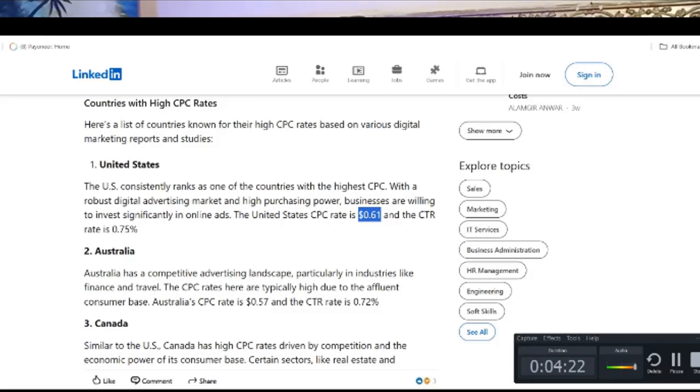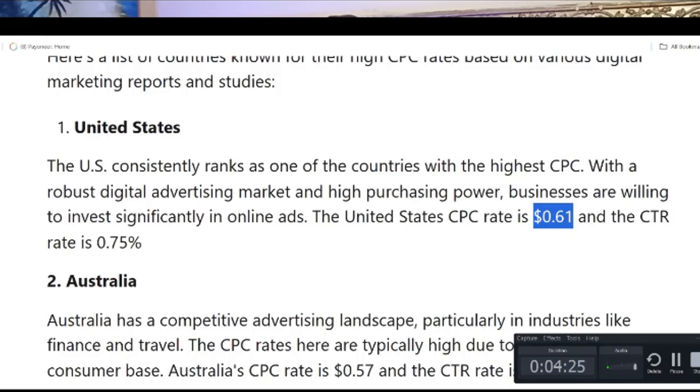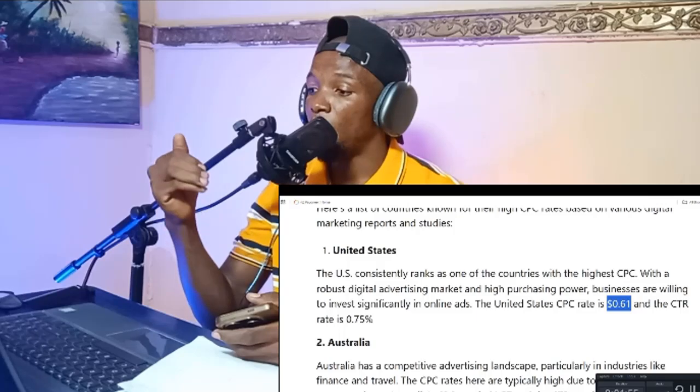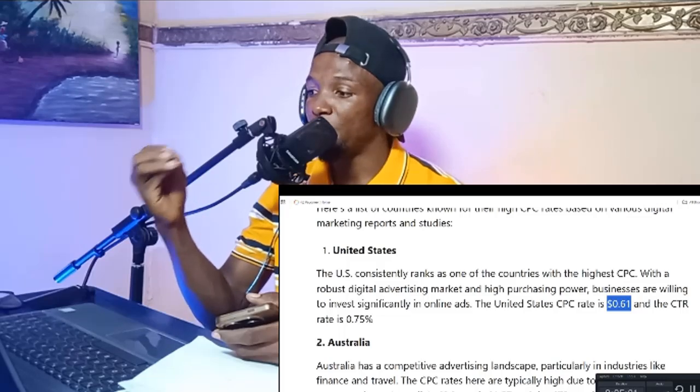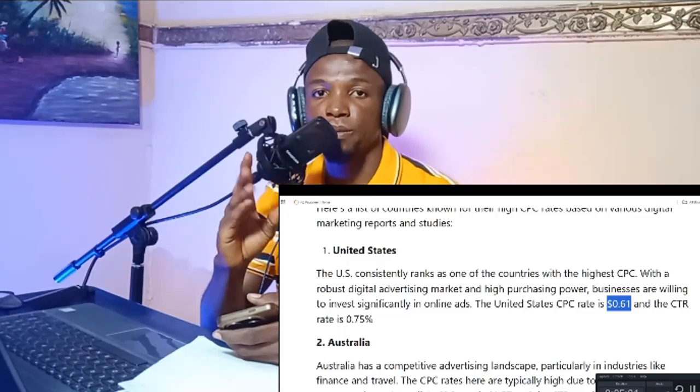Countries like the United States of America. In this content, it says the United States consistently ranks as one of the countries with highest CPC, with a robust digital advertising and marketing sector and high purchasing power. Businesses are willing to invest significantly in online ads. The United States CPC rate is about $0.61, and the click-through ratio is around 0.75 cents. What does this mean? It means that adverts watched in the United States are placed at around 0.61.